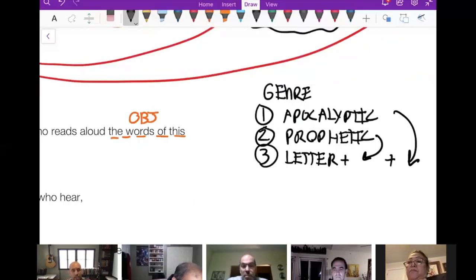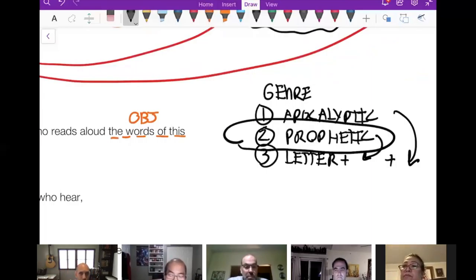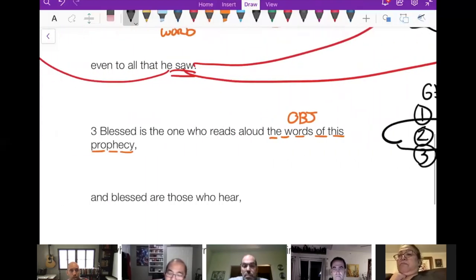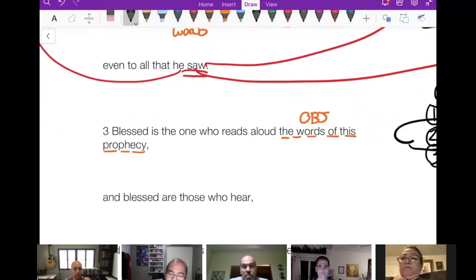Okay, so John wants us to see, he wants his visions to be identified as prophetic. Not apocalyptic genre, not epistolary, although it's written, there is epistolary genre included in his letter. He is wanting us to identify his visions, the vision that he received of Jesus Christ, as prophetic. Okay, that's very important, all right?